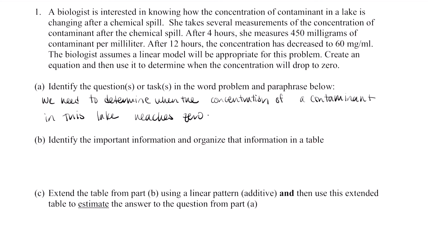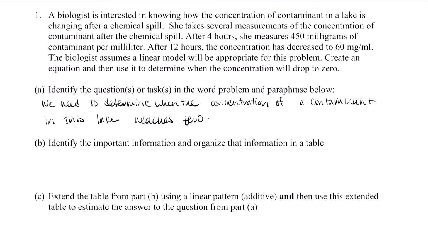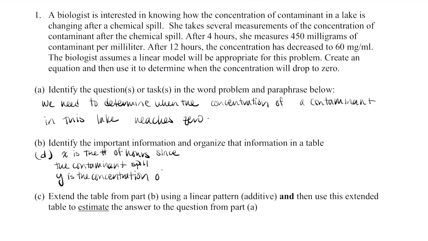And really quickly, I'm going to scroll down to Part D and then scroll back up. In Part D, we need to clearly define the variables that will be used to answer the question in Part A. I'm going to go ahead and do that now. So let's go ahead and answer Part D first. Let's say X is the number of hours since the contaminant spill. And Y is the concentration of this contaminant, and this is in milligrams of the contaminant per milliliter of water.